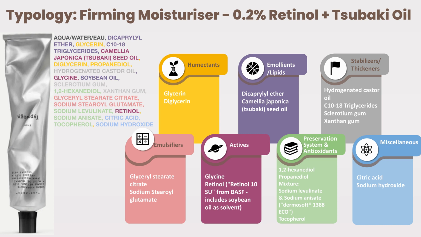Retinol is the alcohol form of retinoic acid. It isn't as effective as retinoic acid, but it can help reduce signs of aging, acne, and minimize hyperpigmentation. Typology are most likely using the retinol supplied with soybean oil from BASF.